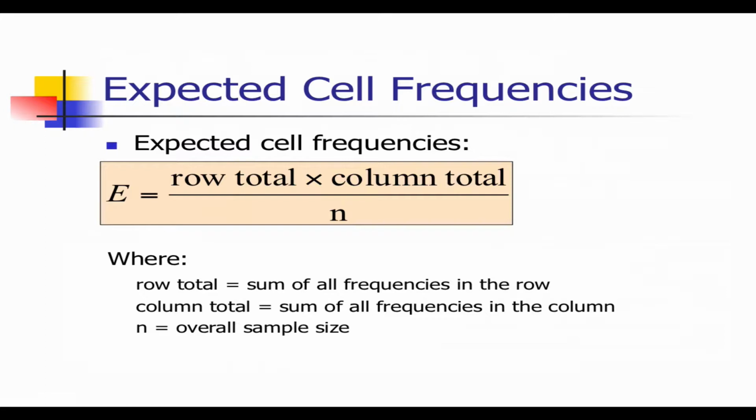So in that general case, how do you calculate the expected cell frequencies? You can generalize from the 2 by 2 table in a fairly straightforward way: the expected frequency is the row total multiplied by the column total over the grand total, or the overall sample size, and that gives you the expected cell frequency.